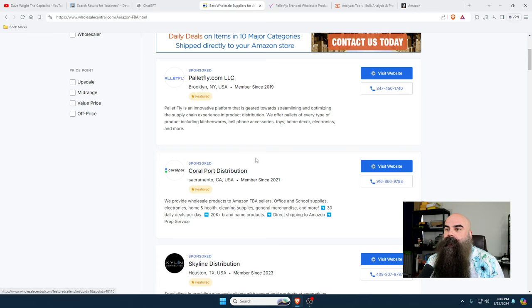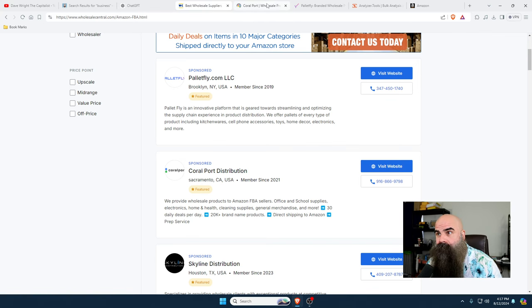Let's check out Coral Port Distribution, which I'm not familiar with, but it says right here: we provide wholesale products to Amazon sellers, office and school supplies, electronics, home and health, cleaning supplies, general merchandise, and more. 30 daily deals per day, and 220K plus brand names with direct shipping to Amazon and prep service. So let's visit their website.